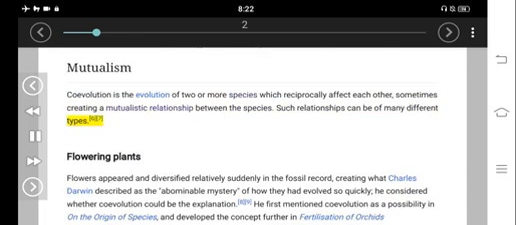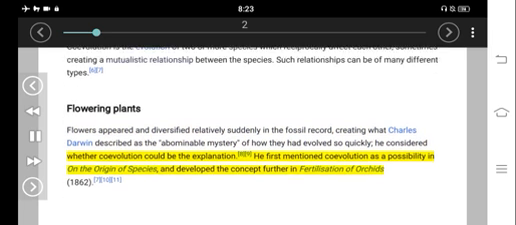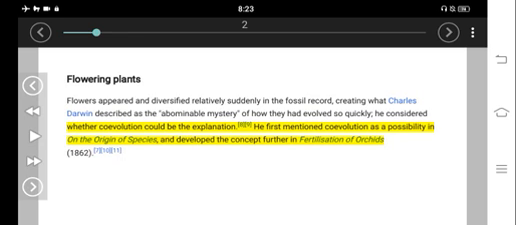6. 7. Flowering plants. Flowers appeared and diversified relatively suddenly in the fossil record, creating what Charles Darwin described as an abominable mystery of how they had evolved so quickly. He considered whether coevolution could be the explanation. 8. 9. He first mentioned coevolution as a possibility in On the Origin of Species, and developed the concept further in Fertilization of Orchids.